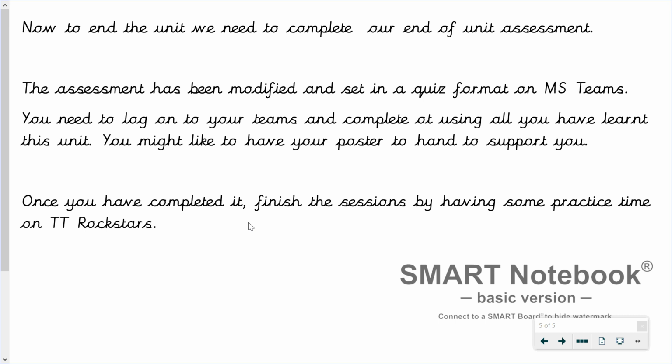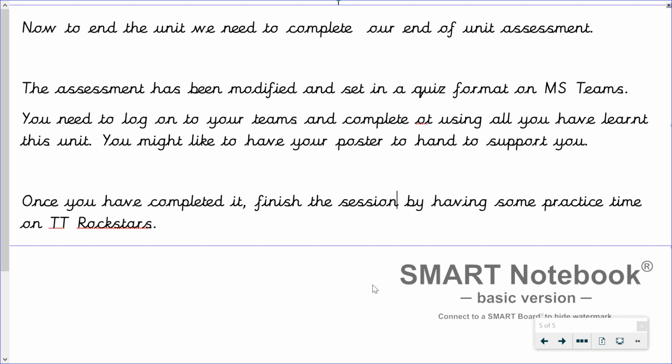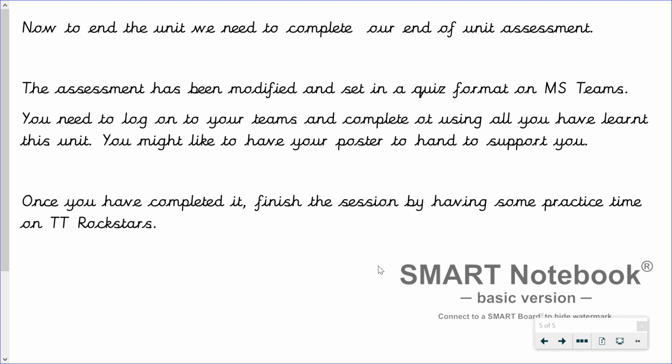Shouldn't take long at all. Some children took 10 minutes, some took 20. Should definitely not take you any longer than half an hour, even with your workings and things. It shouldn't take you too long. Once you've finished that, finish the session by having some practice time with TT Rockstars. That would be amazing. Excellent.